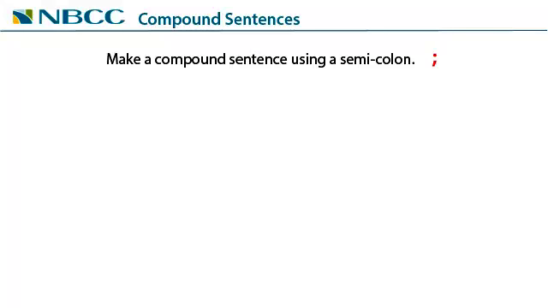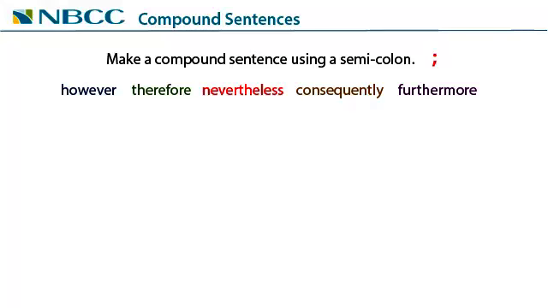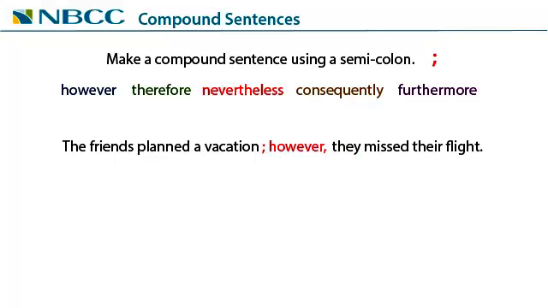One situation where you often use a semicolon is in a compound sentence involving words like however, therefore, nevertheless, consequently, furthermore, and so on. For example, the friends planned a vacation. However, they missed their flight.